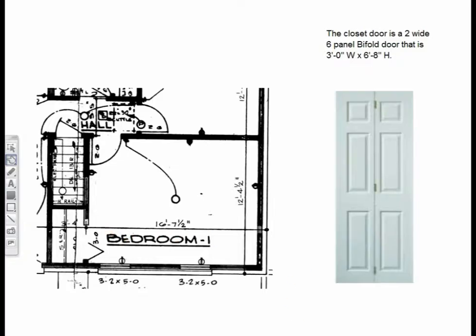The next door you will install will be the bifold door that is leading into the closet. This bifold door has a width of 3 feet. This door is a 2 wide 6 panel bifold door.